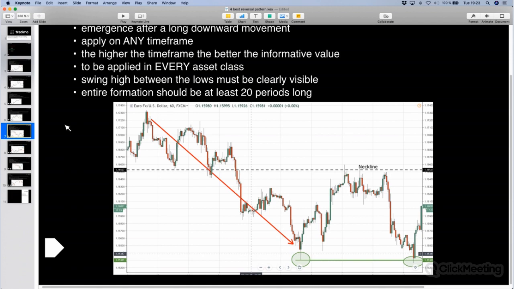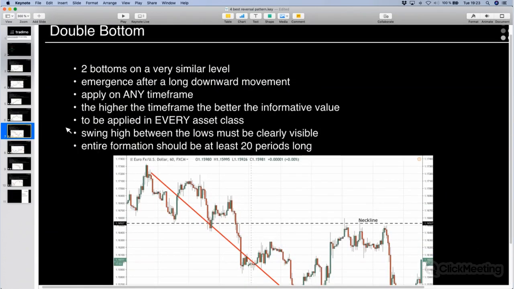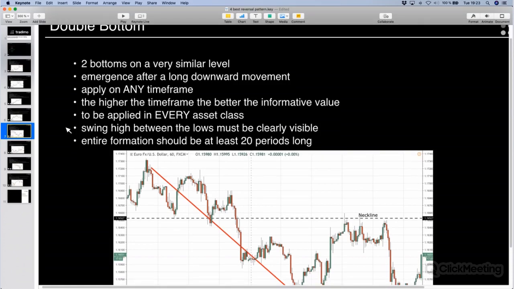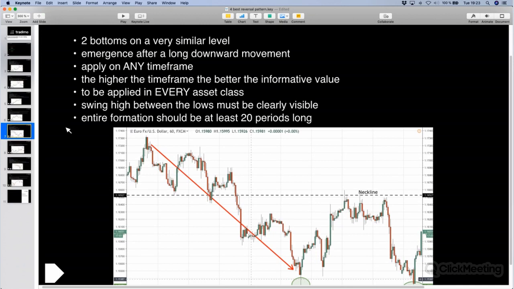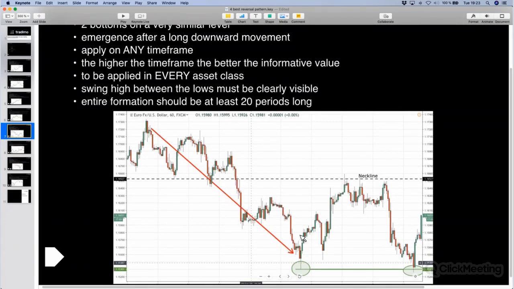The next one is the double bottom. It's the same as the double top, only to the downside. Two bottoms on a very similar level. You can see this here. The market went down, and then we have a swing low. The market moves up again and then down again. But now, as the Dow theory says, a downtrend is defined by lower lows and lower highs. This did not happen here, because the low is on the same level, and therefore we build up a bottom, a double bottom in this case.